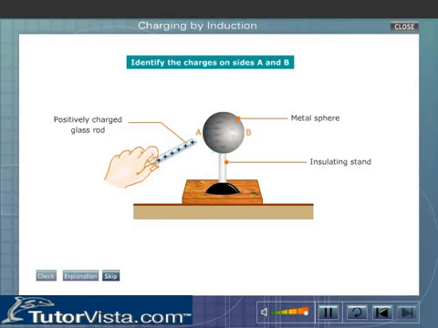The free electrons in the metal sphere move towards the side which is closer to the charged rod, and the farther side becomes positively charged.